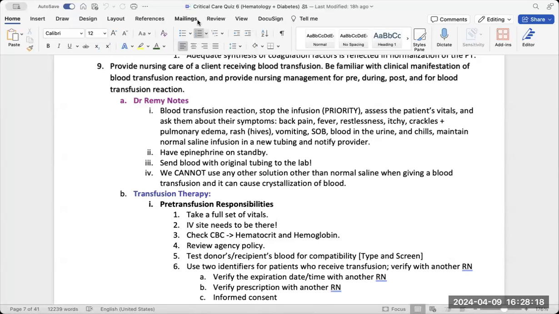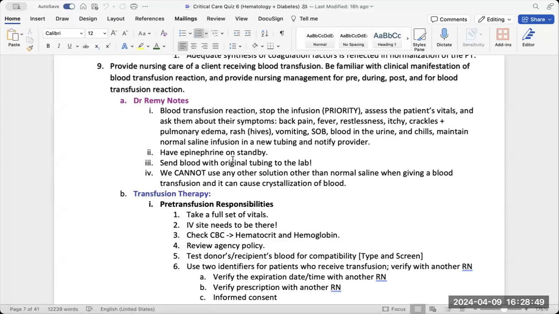We should also have epinephrine on standby, especially if they're having shortness of breath and their throat is closing. Yeah, they're going to need that. And remember, we cannot have any other fluid running with blood other than normal saline, because it can cause crystallization of the blood, it can cause the blood to clot. So we do not give any other fluid with a blood transfusion other than normal saline.